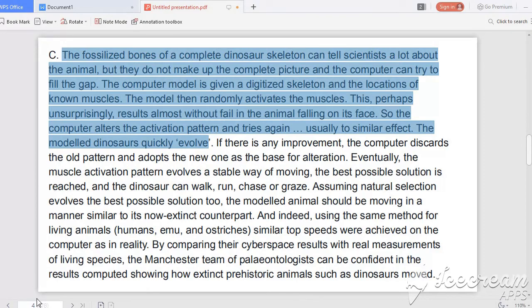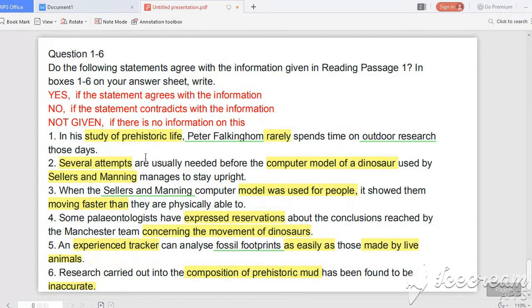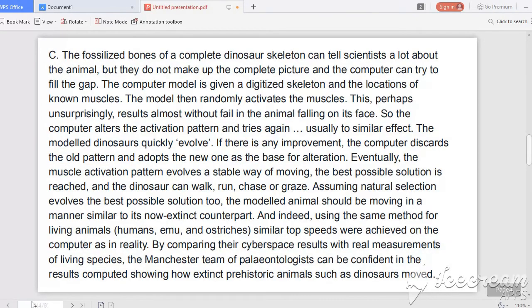So what we need to do is find the location. Now we need to read the question again. What is the question? Several attempts means many attempts are needed before the computer model of a dinosaur managed to stay upright. So for the model dinosaur to stay upright, the computer needs several attempts. Now let's read the location of the answer again.